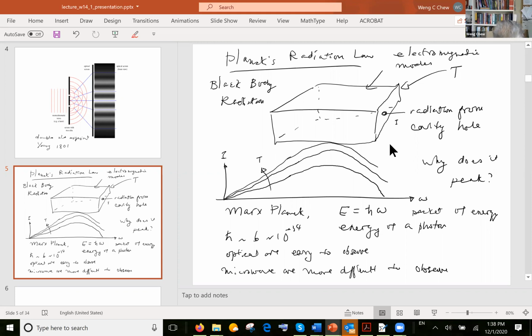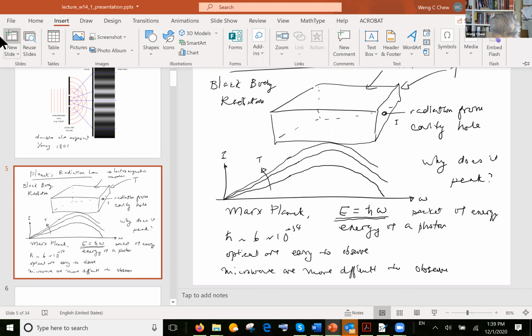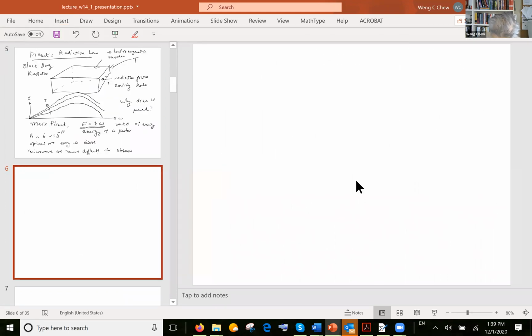And Planck actually fitted this data to a very nice theory that the energy of the electromagnetic modes are quantized, and it could fit the experimental data quite well. But he doesn't know why, okay? It's just an indication that the electromagnetic energy of a photon is quantized. Another experiment that shows that electromagnetic energy is quantized is the photoelectric effect.